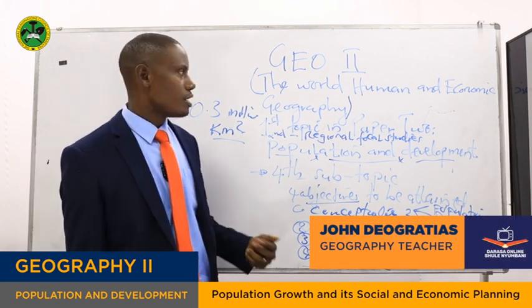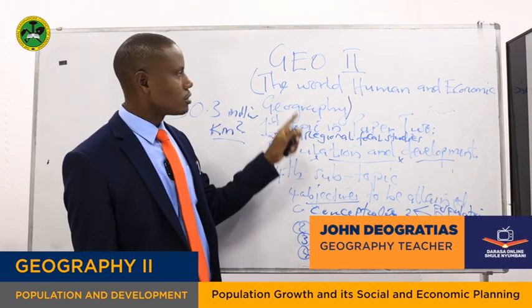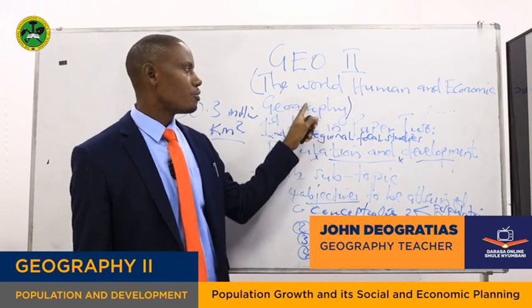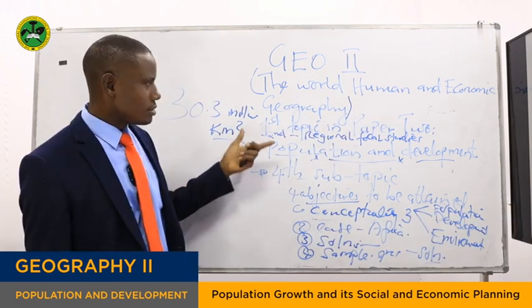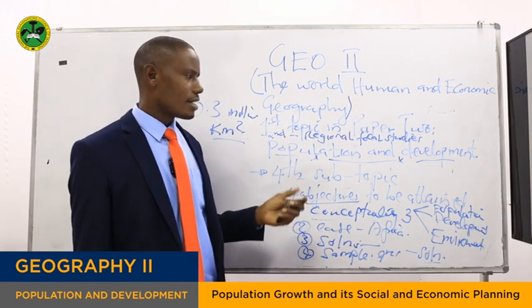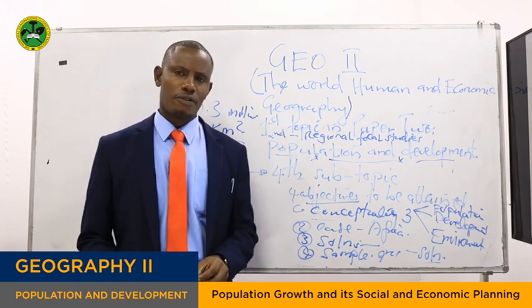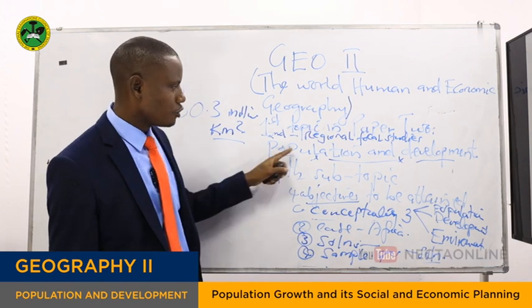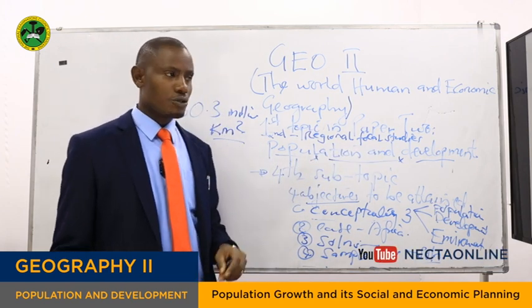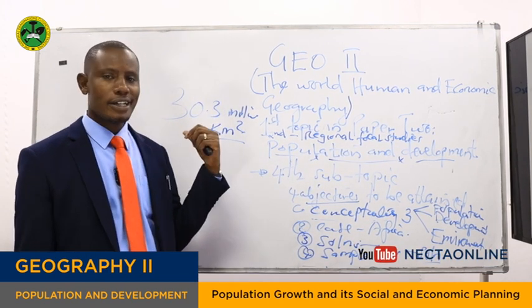Dear students, welcome to today's session, which is just the continuation of the last session we had. Today we are going to revise Geography Paper 2, which is all about human and economic geography. That particular paper is composed of two topics. The first topic is population development, and the second topic is regional focus studies. But today we just continue from where we ended last time.